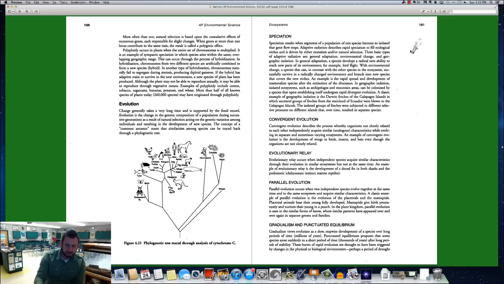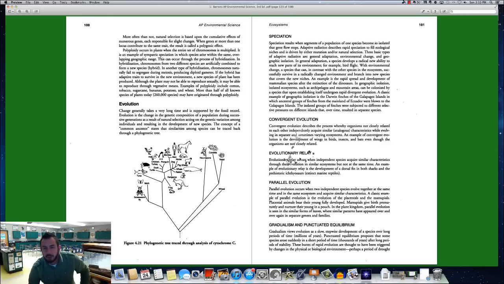Okay? Convergent evolution is where two species, literally not closely related, come towards each other as far as evolution, independently acquiring similar, what we call analogous, characteristics while evolving in separate, sometimes varying ecosystems. For instance, the development of wings in birds, insects, and bats, even though they are organisms that fly, they're not closely related.